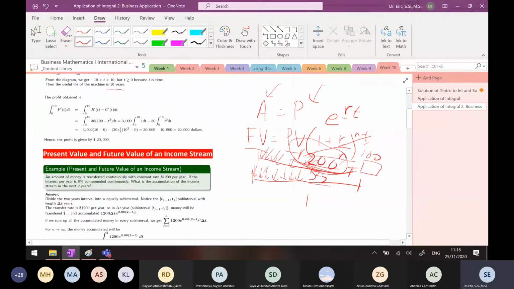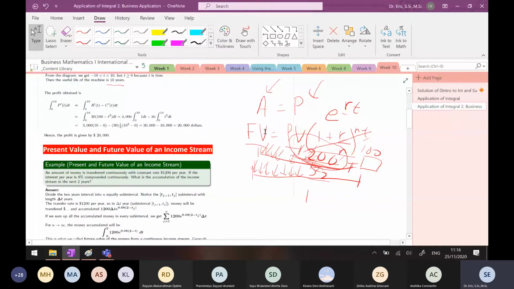So if the interest rate is 8% per year compounded continuously, don't forget compounded continuously, so you have e to the rt. You have A equals P times e to the rt, and t is how many years it is saved. What is the accumulation of the income stream in the next 2 years? In the next 2 years. So I can look at this like here.